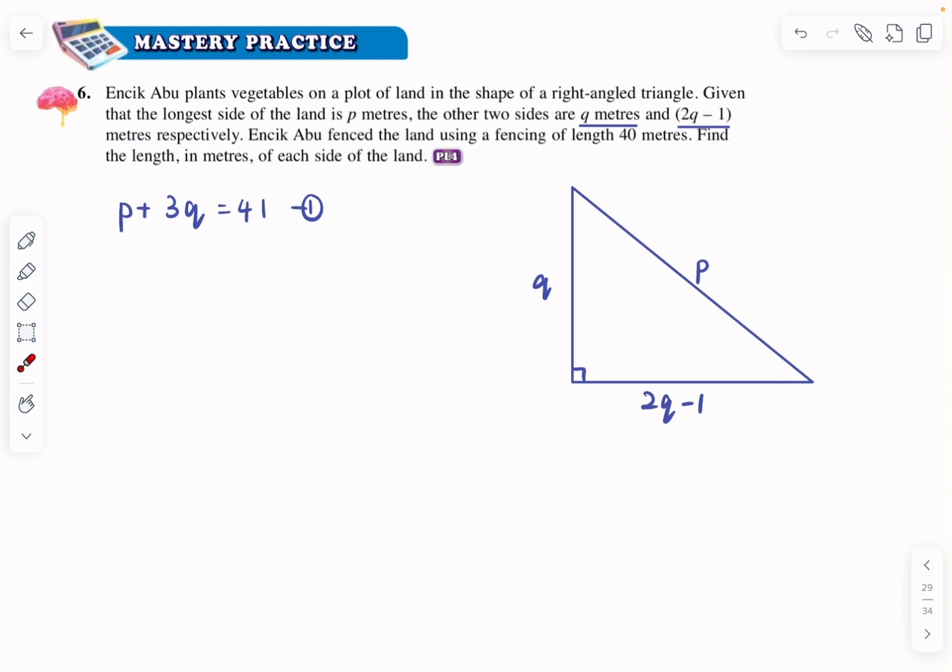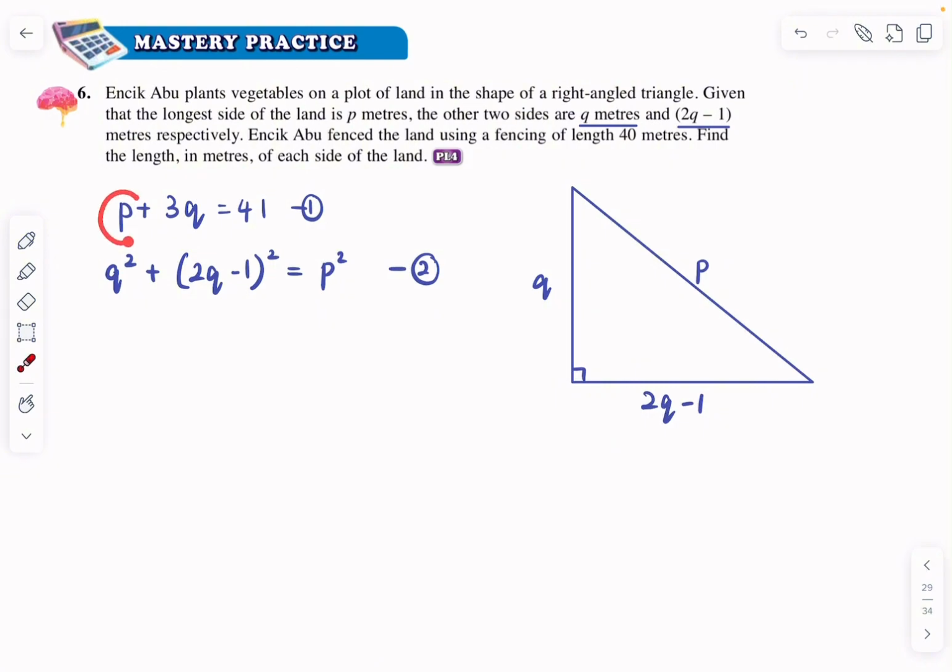Find the length in meters of each side of the land. Okay. And here we have two unknowns, right? p and q. So we need two equations to solve this simultaneously. So the other equation, since we have a right angle triangle, we can use Pythagoras theorem. a square plus b square equals c square. So we can say q square plus (2q minus 1) square will equal p square. Equation 2.